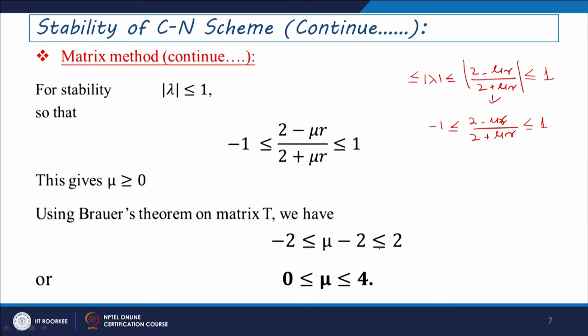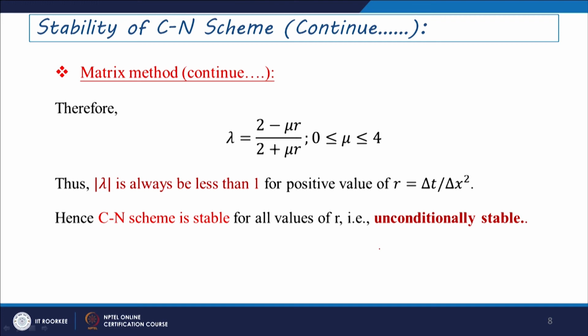Since mu is greater than 0, if you use Bright's theorem, which is especially applicable for the spectral radius that takes the largest eigenvalue in the magnitude sense, we consider mu to lie between 0 and 4. And if you continue this calculation, we find that lambda equals (2 minus mu r) by (2 plus mu r) for mu lying between 0 and 4.